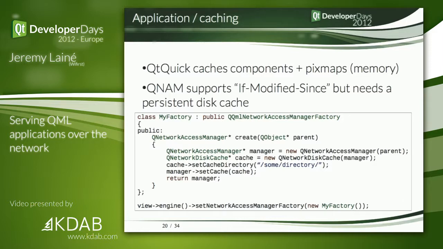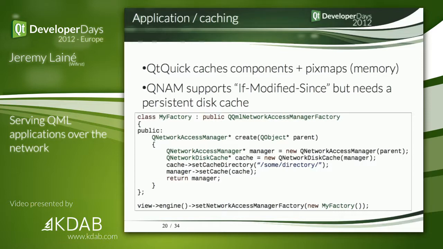It uses a caching mechanism. QNetworkAccessManager supports the standard If-Modified-Since header, whereby it asks the server, give me the content of this, say, QML file if it has been modified since this date. That's fine. But if you don't have a persistent disk cache, there's nothing to compare against. So you're going to be re-requesting the same files every time you start your application.